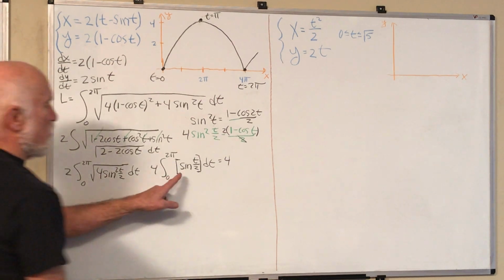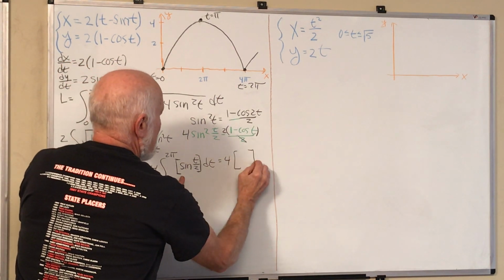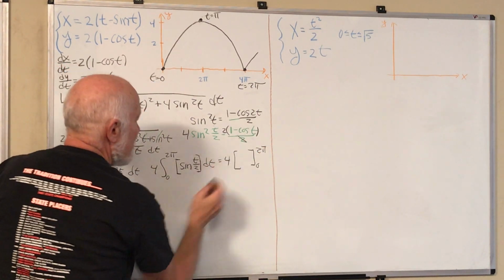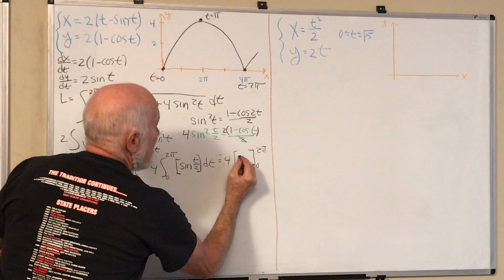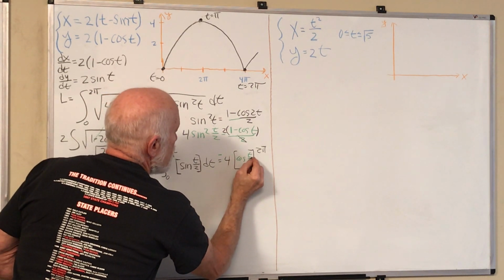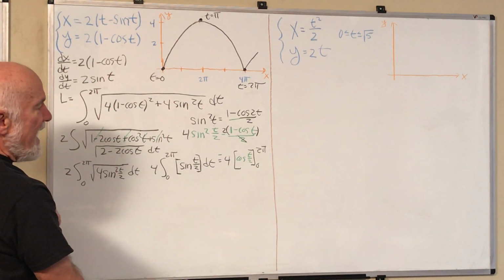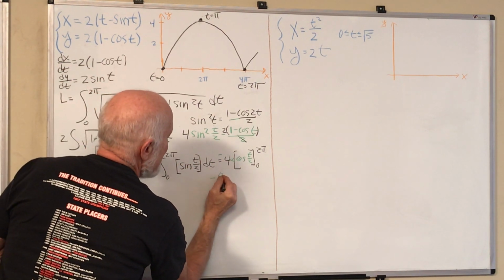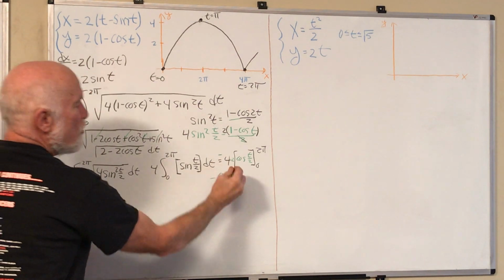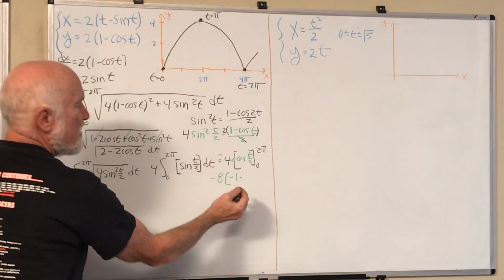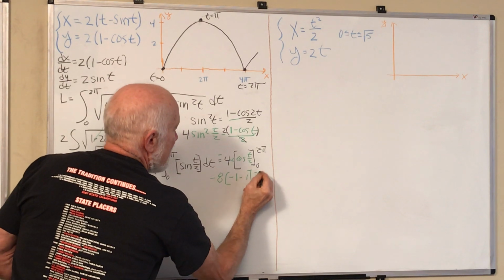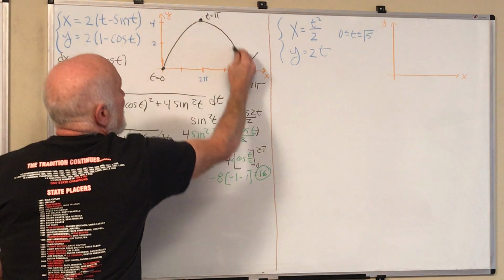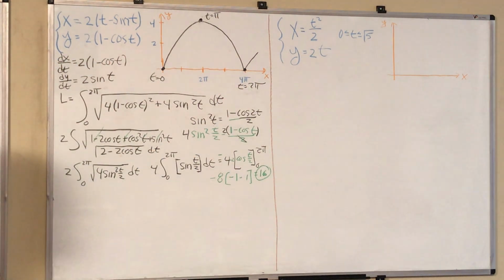So what's the antiderivative of the sine of t over 2? It's minus the cosine of t over 2 divided by 1/2, or times 2. So you get negative 8 times the cosine of pi minus the cosine of 0. That total distance is 16 along that cycloid.